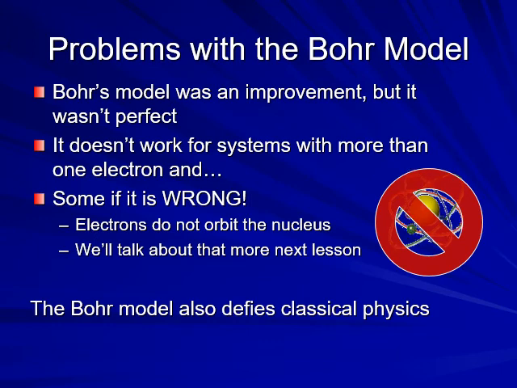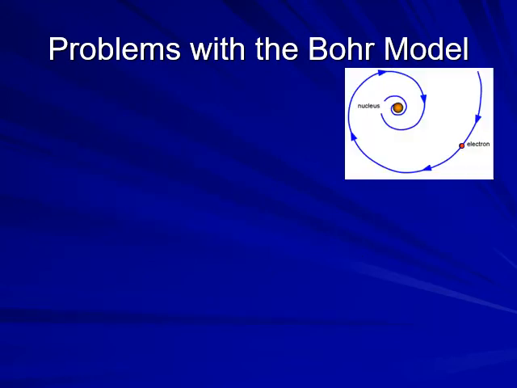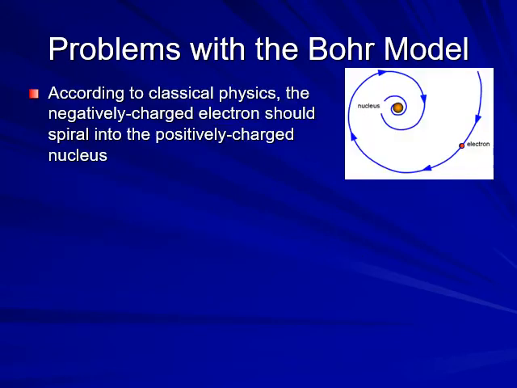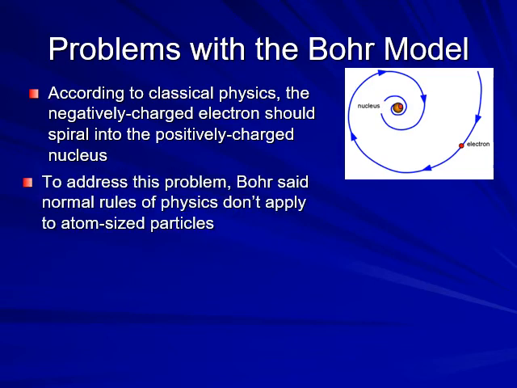Also, and this is very important, the Bohr model defied classical physics. According to classical physics, the negatively charged electron, rather than just orbit like a planet, should spiral into the positively charged nucleus. So to address this problem, Bohr said, well, the normal rules of physics don't apply to these small, infinitely tiny particles.